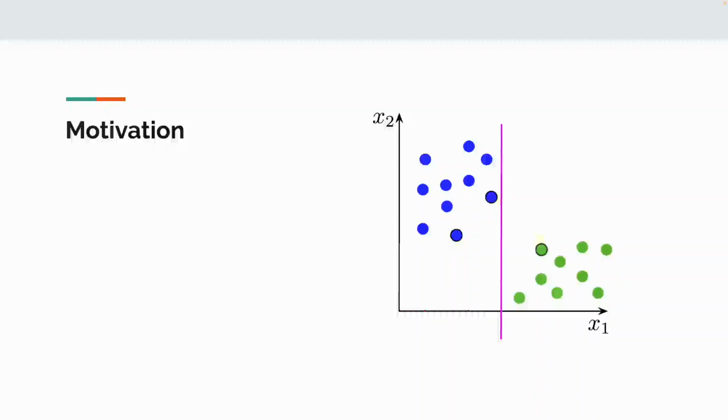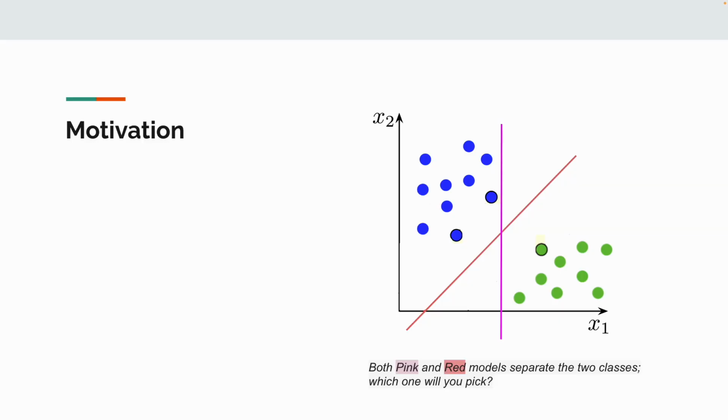If you want to learn a linear classifier, for example, a logistic regressor, here we have a purple model, and you can see that the model was able to correctly classify all the data points. And here you have another model, a red model, I will call it. It also was able to classify the data points accurately, okay? So now we have two models. One is the pink model and the other one is the red model. Which one would you prefer?